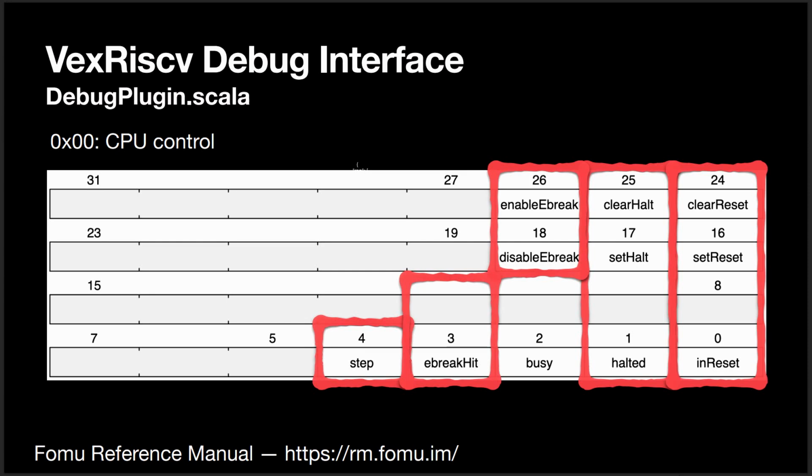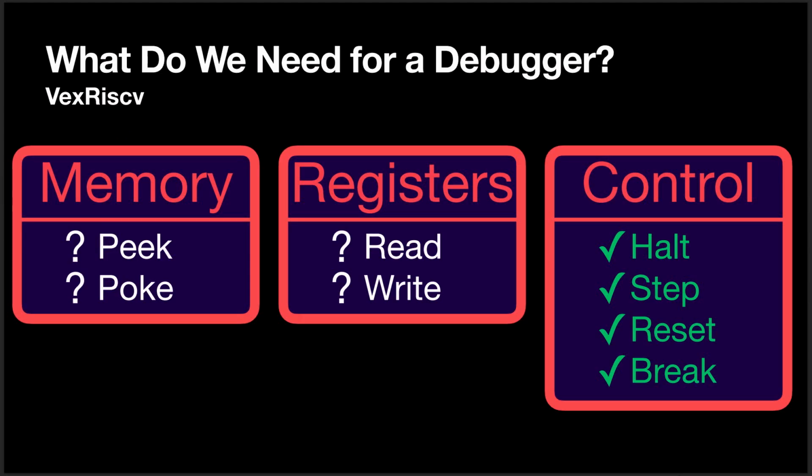This is address 0. You can see that I've highlighted basically everything in here, because from this one register, you can reset the CPU. You can test to see if it's halted. If the step bit is set and you unhalt the CPU, it will do one instruction and then halt again. And you can see if it hit an e-break, a breakpoint instruction, by checking for that bit. So from this one register, we actually get everything we need to control the CPU. That's 50% of what we need from a single register.